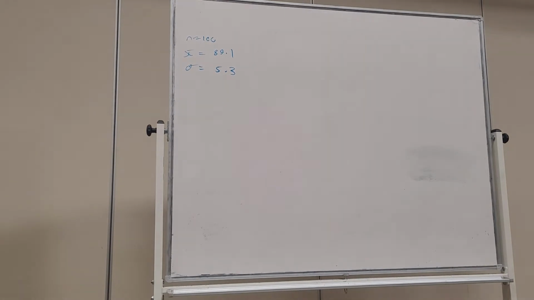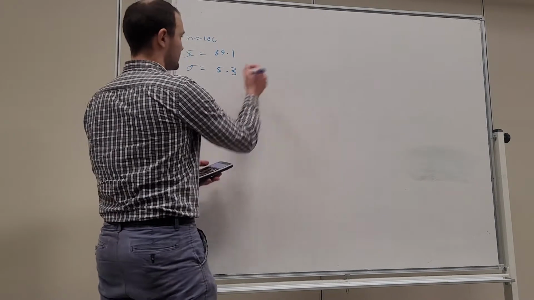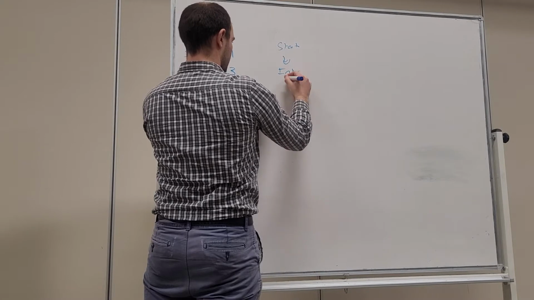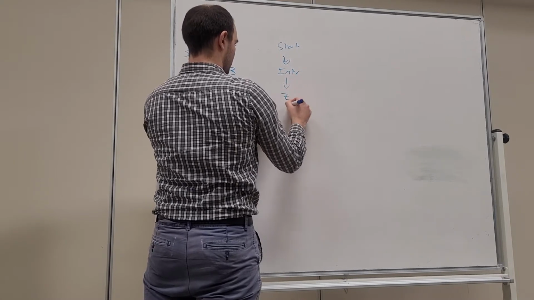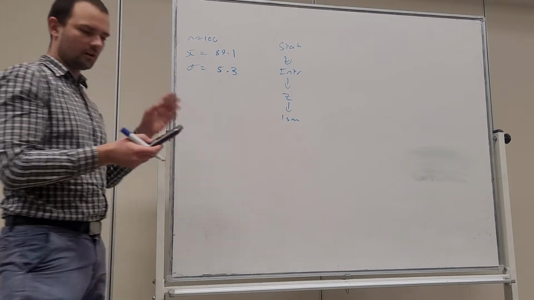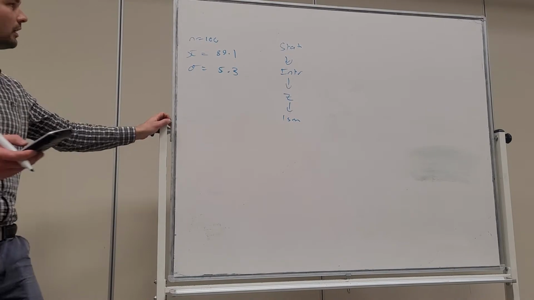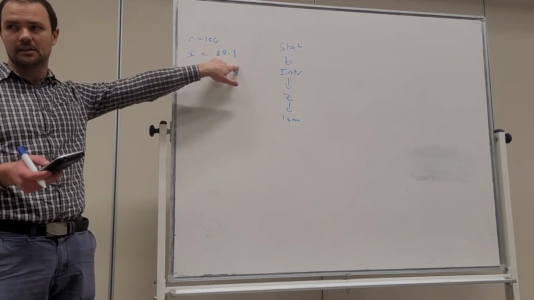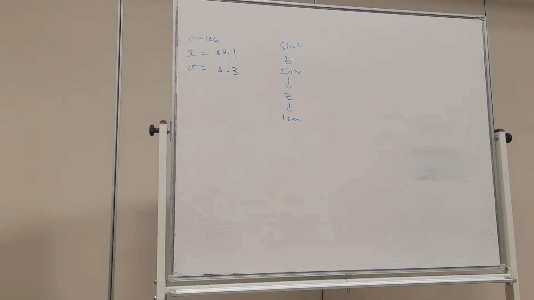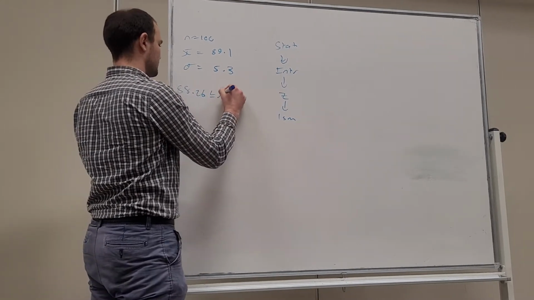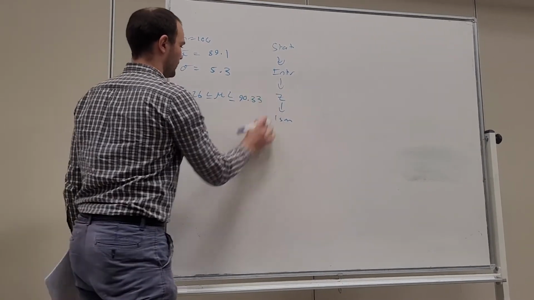So I can walk you through those steps again. We're in statistics. We're going interval, Z, and then first sample. And then we're inputting confidence level, the standard deviation, 5.3, the mean of the sample, 89.1, and the sample size, N, is 100. And the confidence interval I got is 88.26 is less than the mean, is less than 90.33.